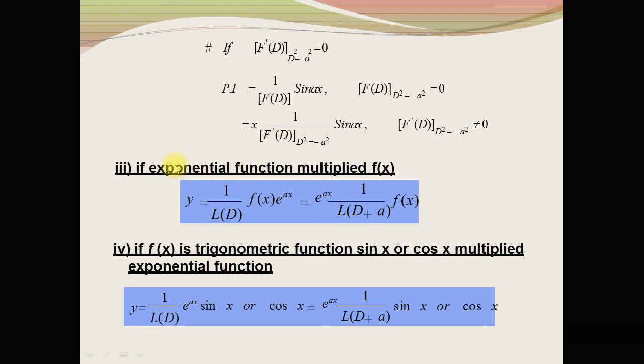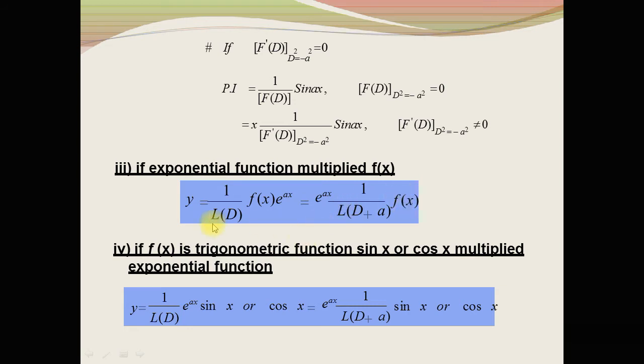Now if on the right hand side there are two functions multiplied, the exponential function and another right hand side function, then using the shift theorem, replace this d by d plus a and shift the exponential function to the left hand side, out of the differential operator, out of the integral operator. 1 over L of d is actually an integral operator. So shift the exponential function out of this, and replace d by d plus a in the other function.